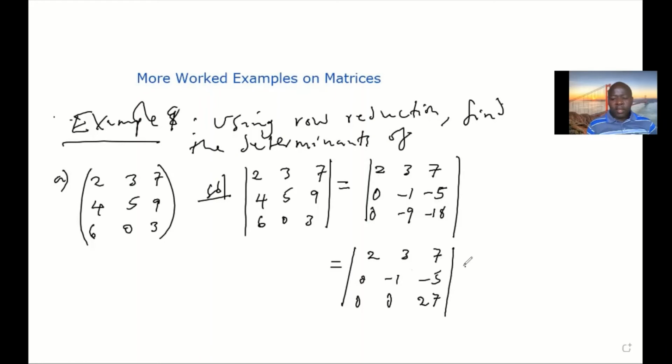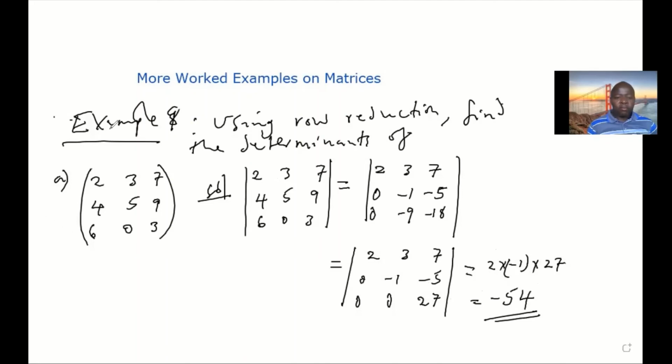So that means the determinant here is the product of this diagonal, which is negative 54. I've used row reduction. So you come up with this diagonal, and you multiply the elements along that diagonal to give you the determinant that is required.